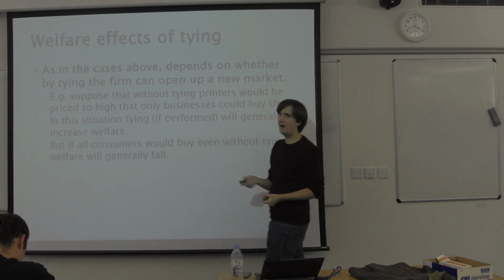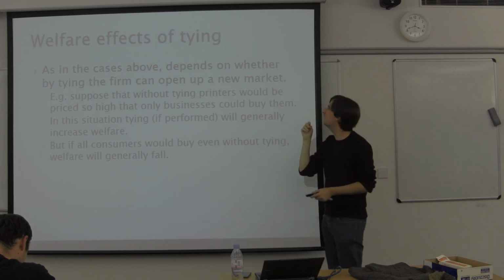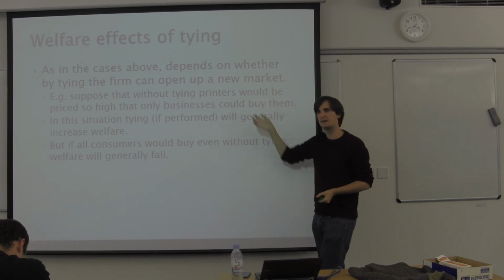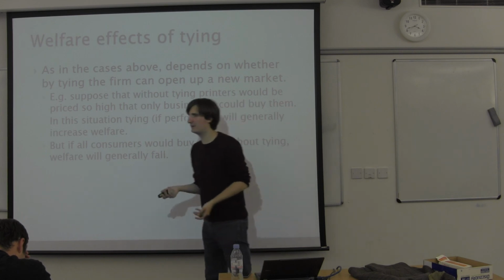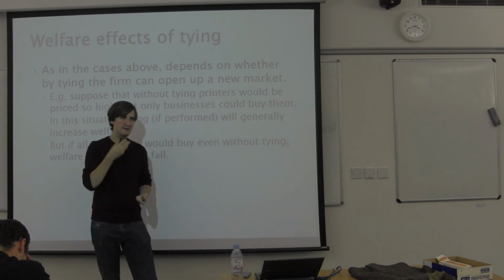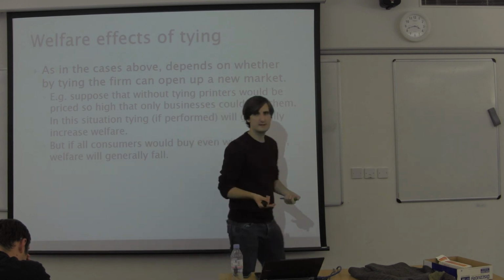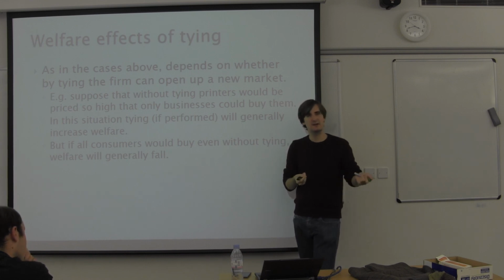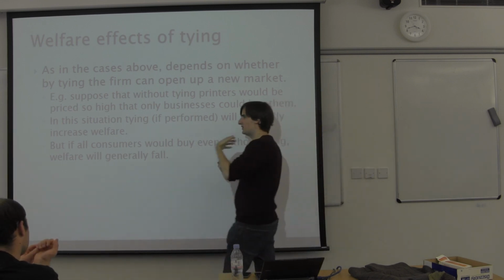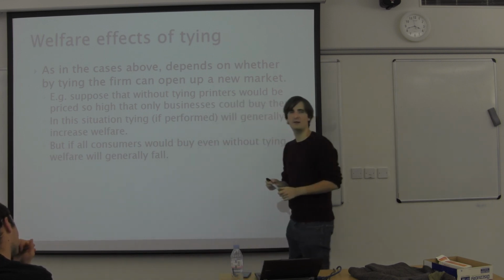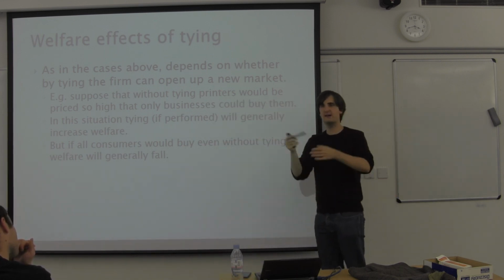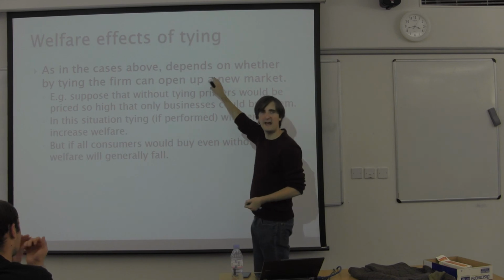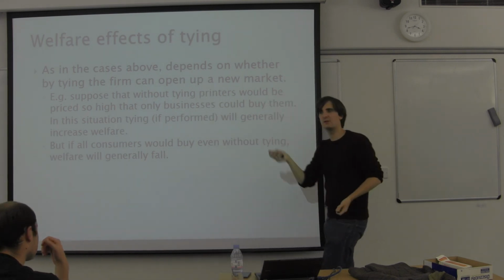And it turns out that with tying, the key condition for an improvement in welfare is whether or not, by doing this tying, they open up a new market. So maybe if tying wasn't possible, firms would sell printers at a much higher price, and thus parents, small households wouldn't be able to afford to buy a printer. So by having these cheap printers, but expensive printer cartridges, the firm has opened up a new market. They can now sell printers to ordinary households. So welfare kind of improved in this case. There's an increase in the total demand.